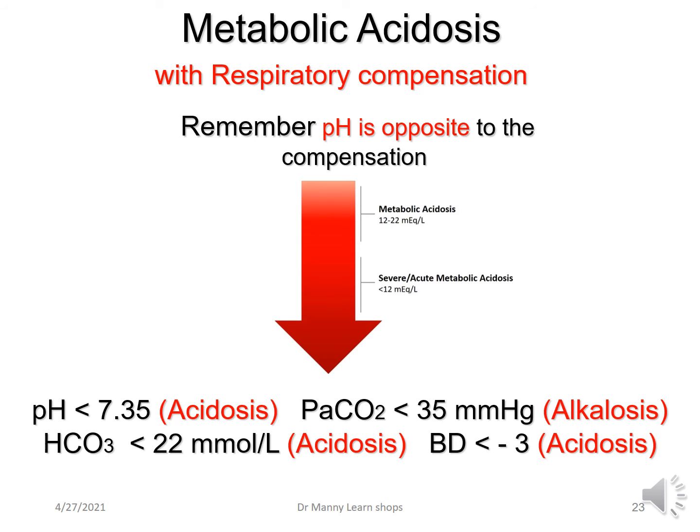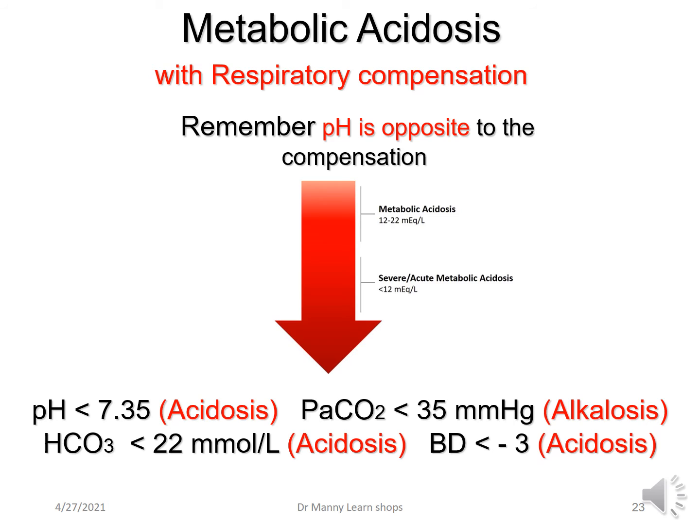Metabolic acidosis now with respiratory compensation. I know I'm being repetitive, but I'm going to say it again. Remember, pH is typically opposite to the compensation. So have a look here. The pH is telling the story. Is it acidemia or alkalemia? Well, the pH is less than 7.35. This is acidosis, or I prefer acidemia. Then you've got the PaCO2 is less than 35. This is reflecting alkalosis, so it doesn't fit the picture. So find what fits the picture.